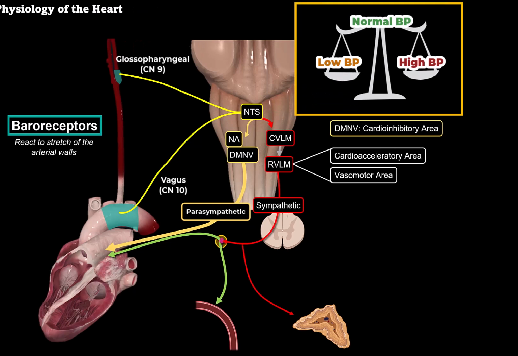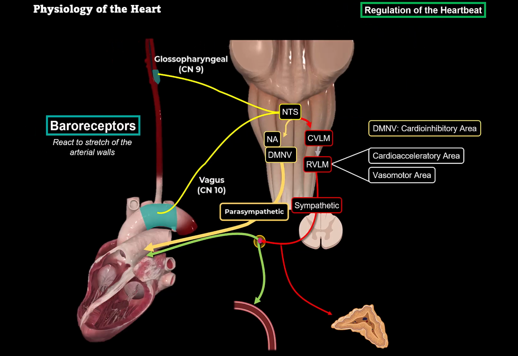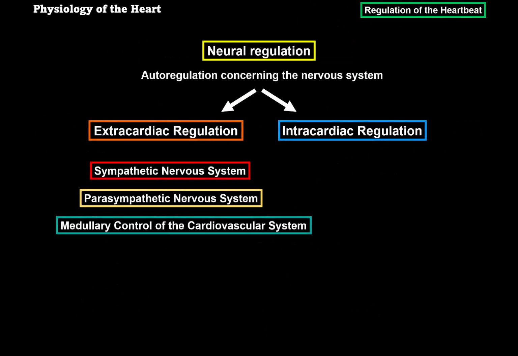So how this works is that you have a set point or desired range of blood pressure, and if the blood pressure deviates from the set point, meaning it gets either too high or too low, the nucleus tractus solitarius initiates the appropriate reflex response to restore blood pressure to normal levels. So that is mainly the extracardiac regulation.